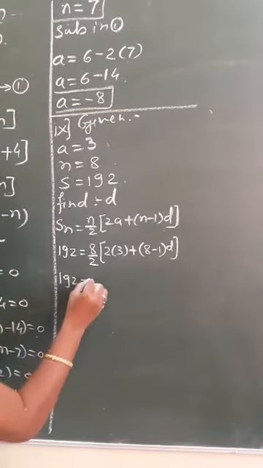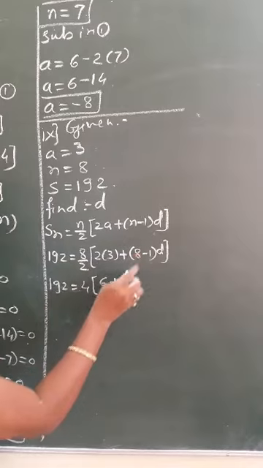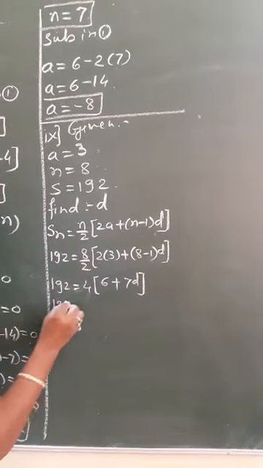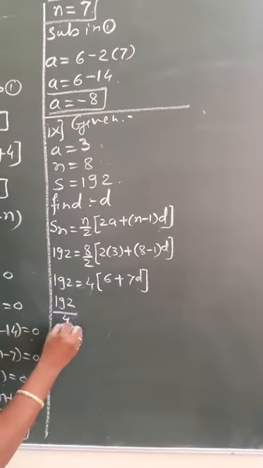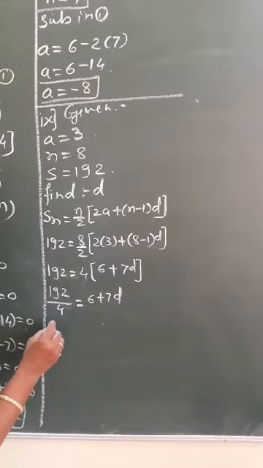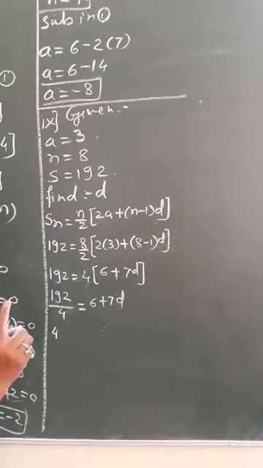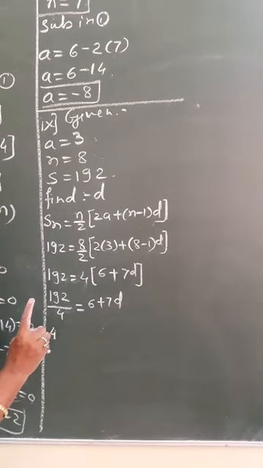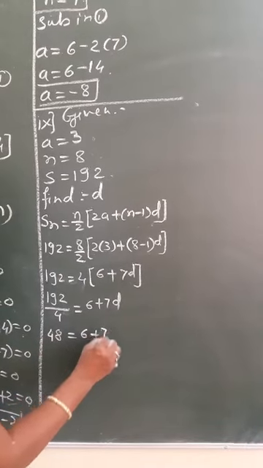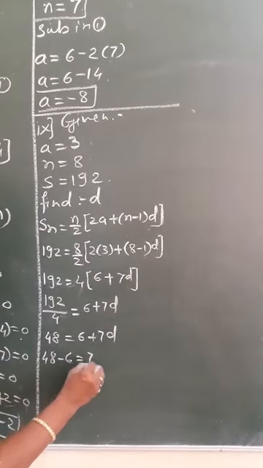192 which is equal to 4, 3 twos are 6 plus this is 8 minus 1 means 7d. Okay, this we will shift. 192, this is in multiplication, so it will go as a division. 6 plus 7d. So 4 fours are 16 and 19 minus 16 means 3. Okay, and 32. 4 eights are 32 which is equal to 6 plus 7d. We will solve this. 48 minus 6 which is equal to 7d.